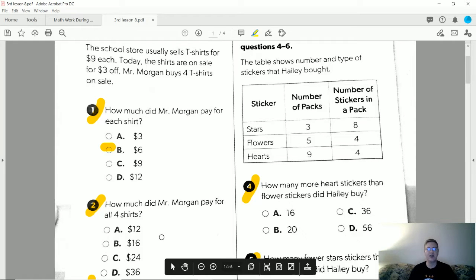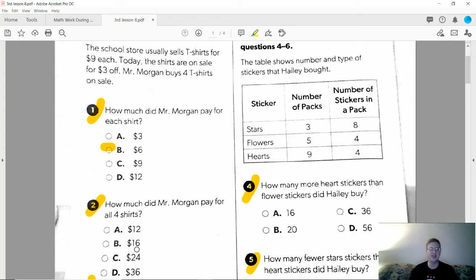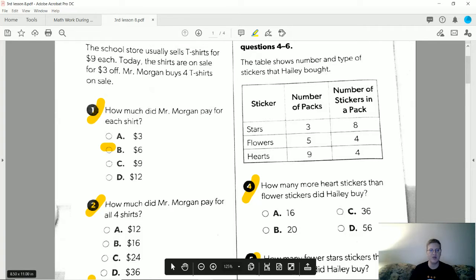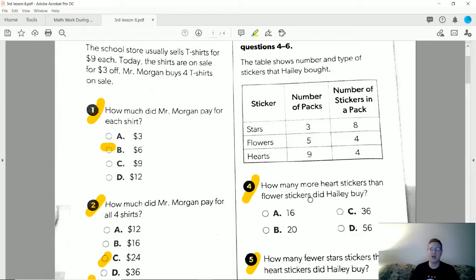So later on in the lesson, we will have a problem where it has 2 different steps, and you use the information this way. So our first step was to figure out how much each shirt costs, then multiply that times 4. So we'll see something similar to that later. That would be 24.